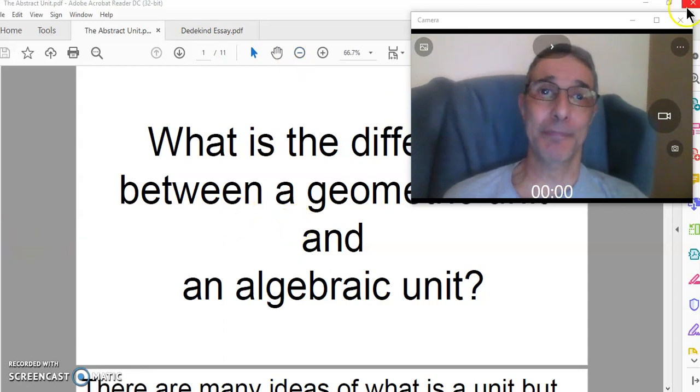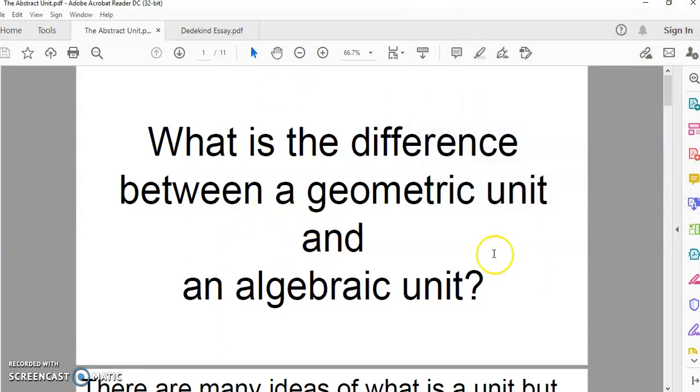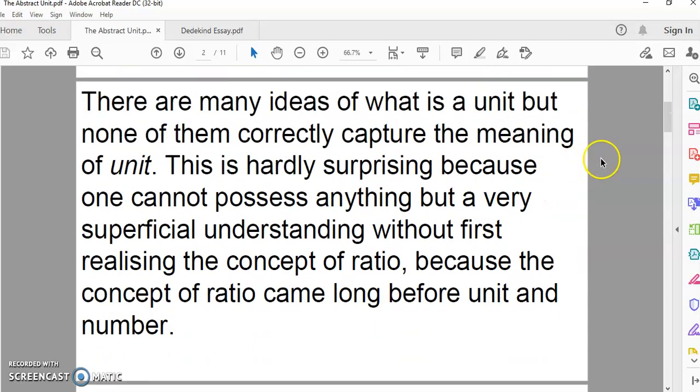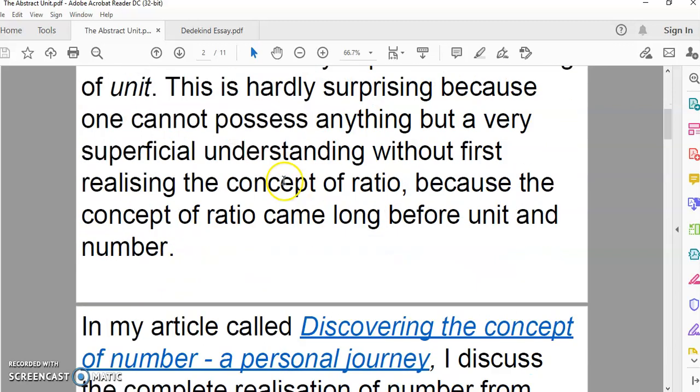So let's begin. Now, there are many ideas of what is a unit, but none of them correctly capture the meaning of unit. This is hardly surprising because one can't possess anything but a superficial understanding without realizing the concept of ratio. Why? Because ratio came long before the concept of unit and number itself.